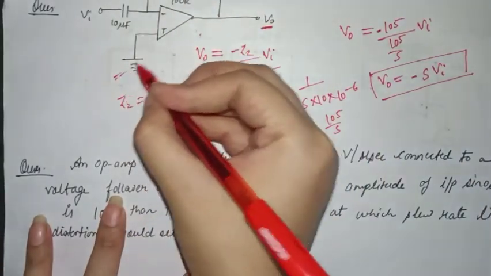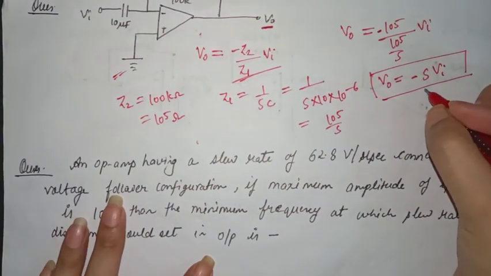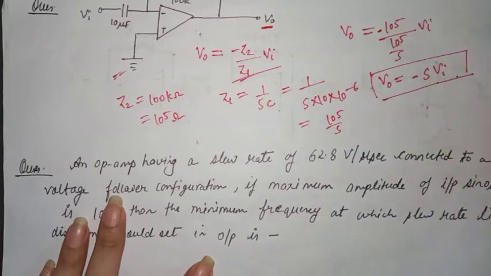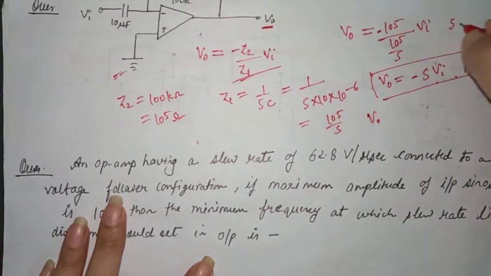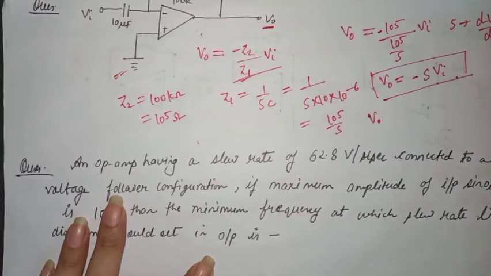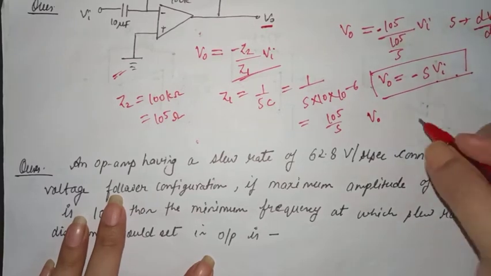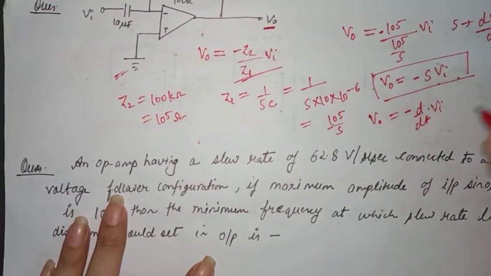So this is actually a circuit of a differentiator, and the output voltage is given by V naught equal to minus s into Vi. If we take the inverse Laplace of this, then s is replaced by d by dt. So V naught equals minus d by dt of Vi. So this is the circuit of a differentiator.